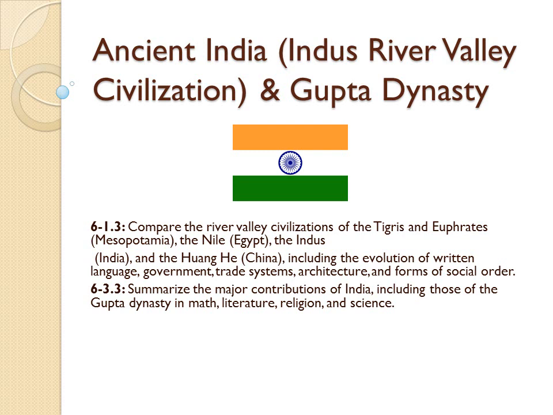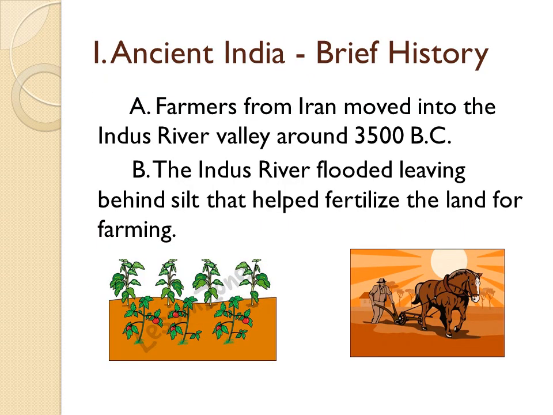The flag you see here in the middle is the flag of modern day India. What you see in the middle is a circle. It deals with the Dharma law, and it's a circle that represents Buddhism. So, ancient history, brief history.